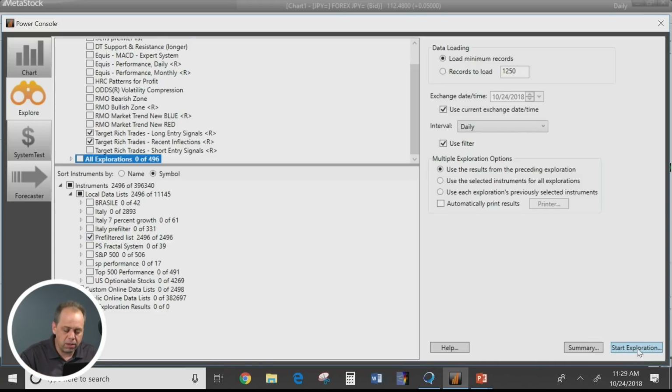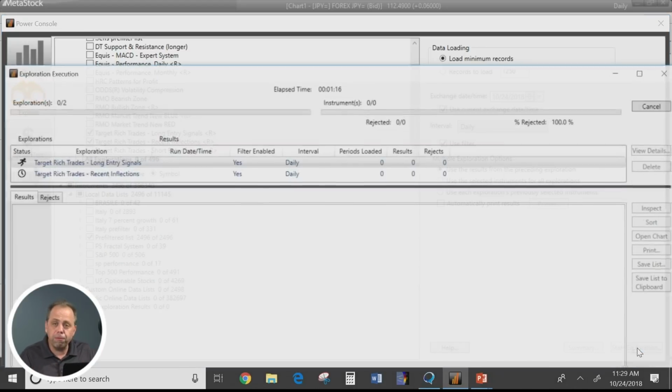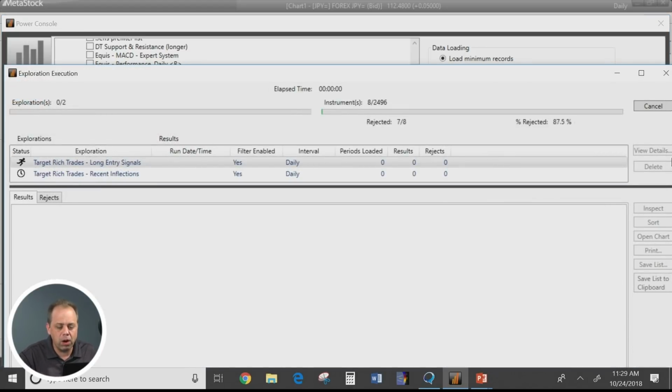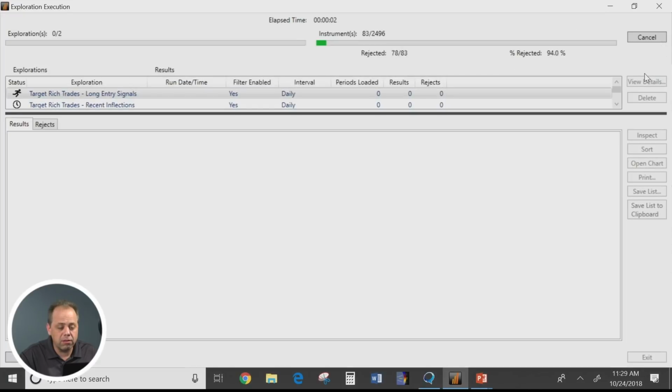I'm going to go ahead and start the exploration. The first thing that it's going to identify with the new scanning engine is it's going to go through all 2,400 stocks and only look for the ones that AnneMarie has long entries or long re-entries for. The second thing it's going to do, with this target rich trades recent inflections, is go and measure recent moves from either a support or a resistance, what AnneMarie calls inflection points.